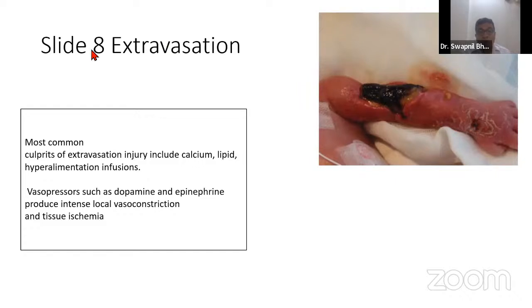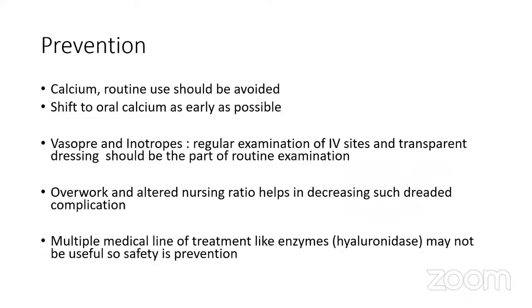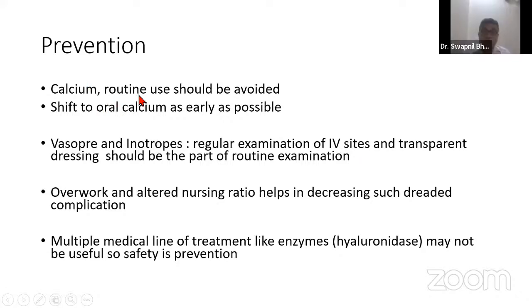The most common culprits of these extravasation injuries are calcium, lipid, and TPN, and also vasopressors for a longer duration, like dopamine and epinephrine. They produce intense local vasoconstriction which causes tissue ischemia. So how to prevent it? Don't use routine IV calcium. There is no study which says every baby who is on IV fluid needs to be given calcium. It's not that way. Shift to oral calcium as early as possible.